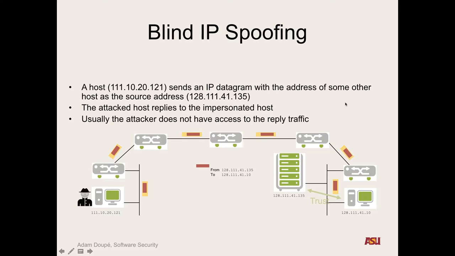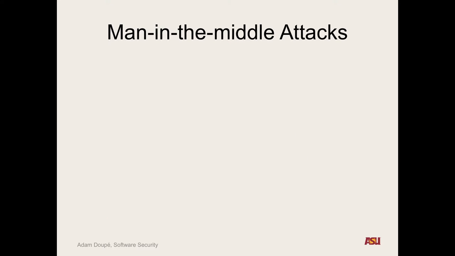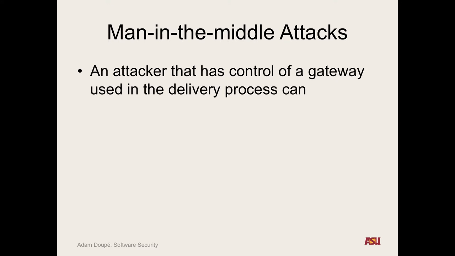You send out a packet, and it goes along the network. We can also perform man-in-the-middle attacks in these routed networks. So what happens if we're able to control a gateway or a switch? Everything goes through you. We have everything. We can sniff all the traffic that goes in between us.